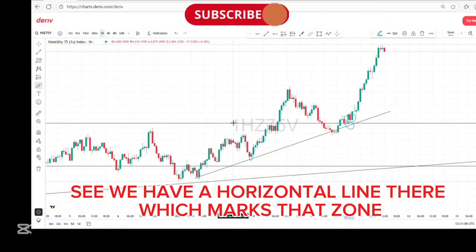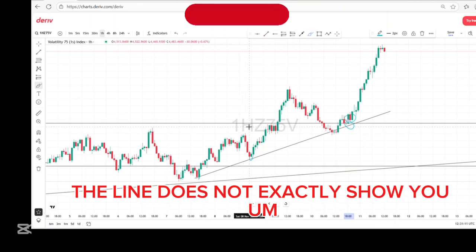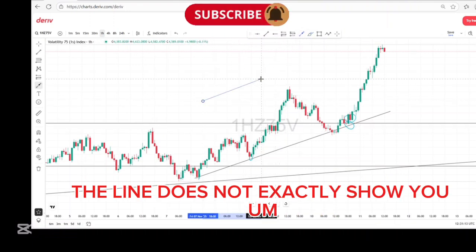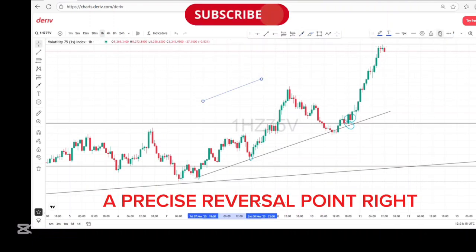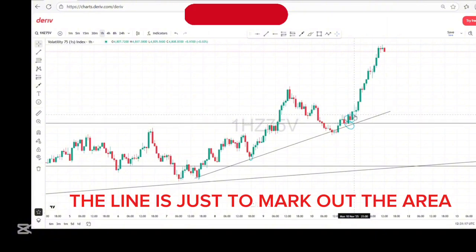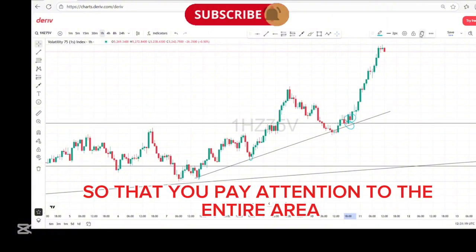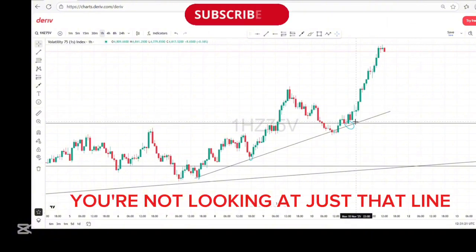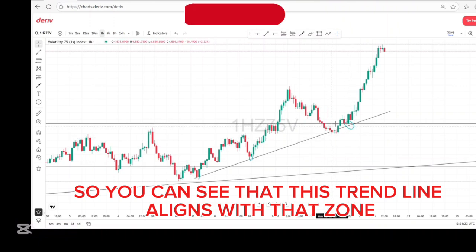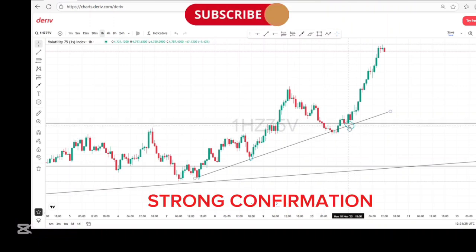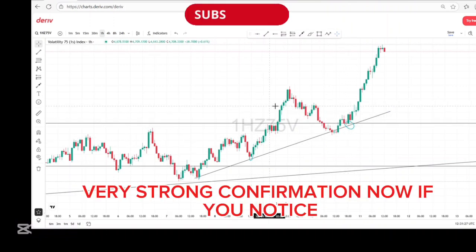See, we have a horizontal line there which marks that zone. The line does not exactly show you a precise reversal point, right? The line is just to mark out the area so that you pay attention to the entire area. You're not looking at just that line. So you can see that this trend line aligns with that zone. Strong confirmation. Very strong confirmation.